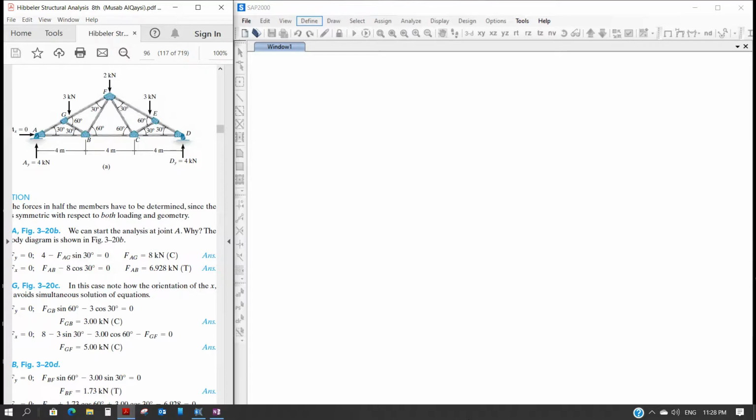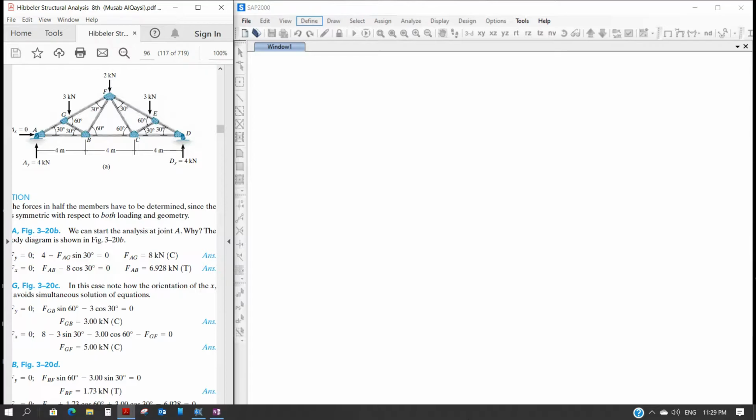So let me start with a very simple truss, as I started in STAAD also. This is an example in Hibbeler's Structural Analysis, 8th edition. It's a very simple truss, so I'm going to draw this truss in SAP and analyze it, and we will compare the results.